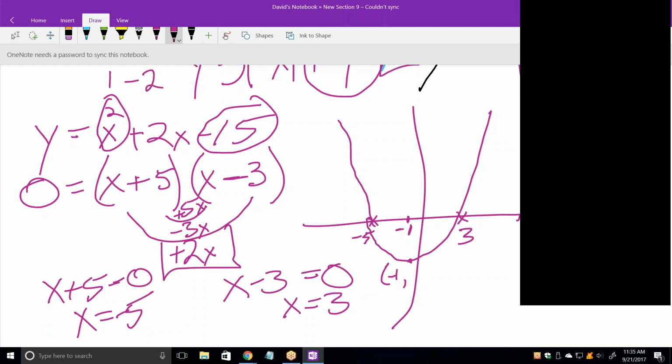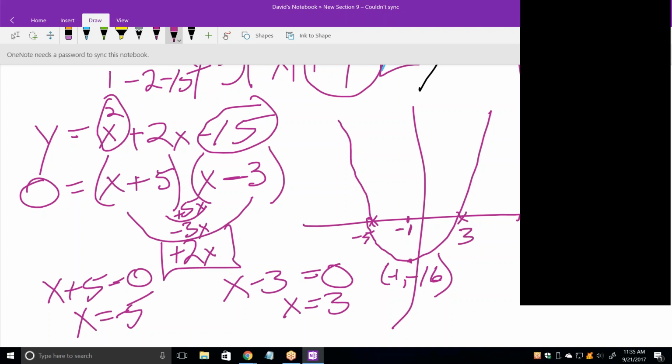So it's -2 then. Okay, so we get 15, 16, 17. So we get -16. Yeah, that's the y-coordinate of the vertex. Now you know exactly how to graph it.